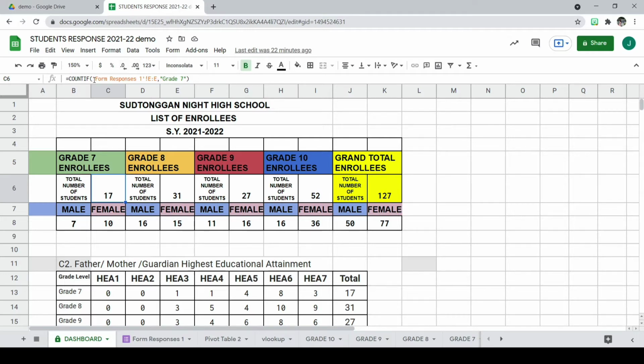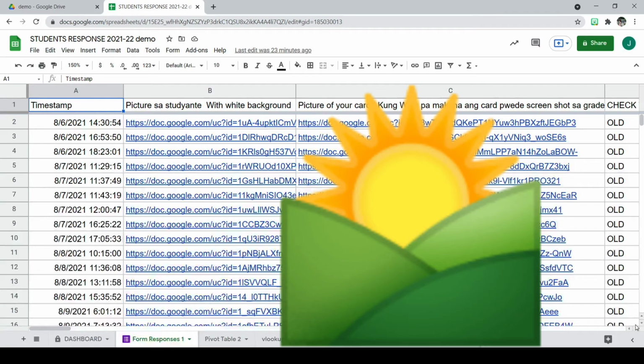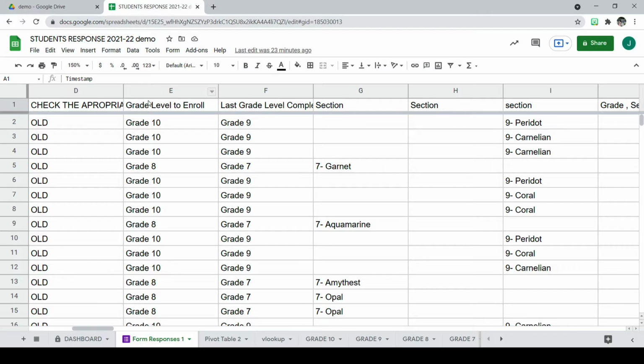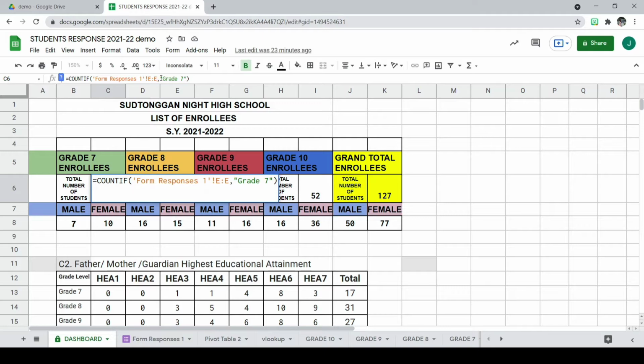So count if, ipa-count na ko, kani siyang form responses 1, this is gikan dali sa ikaduha nga sheets. Then EE, because ang EE naa dito makita ang ilahang grade level nga na-enroll sila. So kung ako siyang ipakita ninyo, ang EE nga column refers to the grade level to enroll. Okay, so mo na siya ang range. And then gusto na ko ipapangita, ipa-count lang kung ang iyahang nakasulat dito is grade 7. By the way, mo na siya dapat usbon ang range kung lahi ang inyong range. Tapos kani basi capitalize siya kay case sensitive ba ni siya ang count if nako.